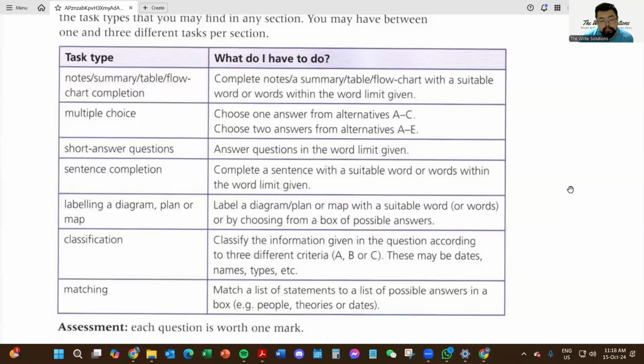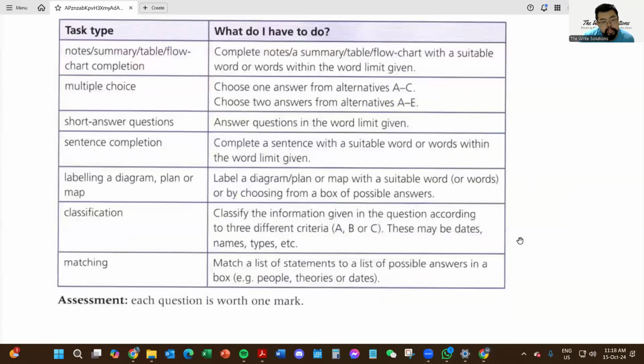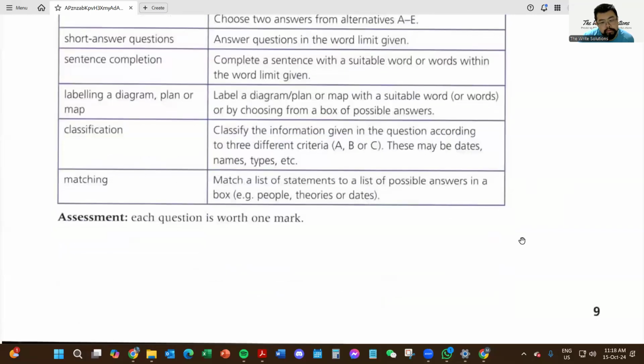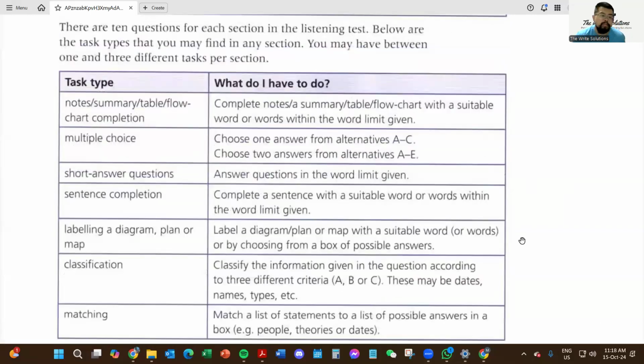Matching. Match a list of statements to a list of possible answers in a box. For example, people, theories, or dates. Okay? Each question is worth 1 mark. Okay? So we're going to be talking about speaking, not in this lesson, okay, but in another lesson. We will be talking about speaking.